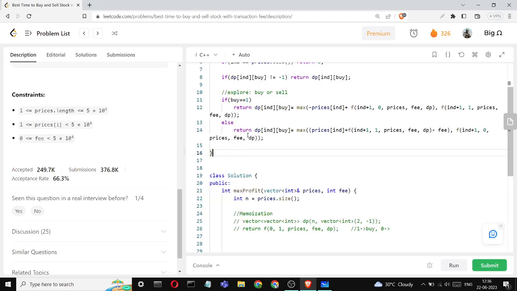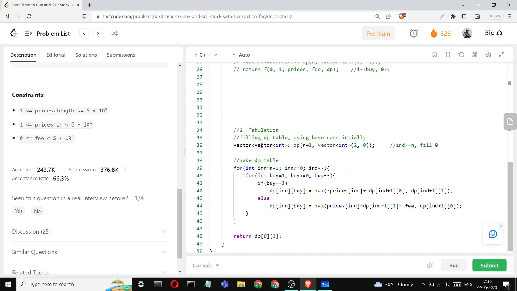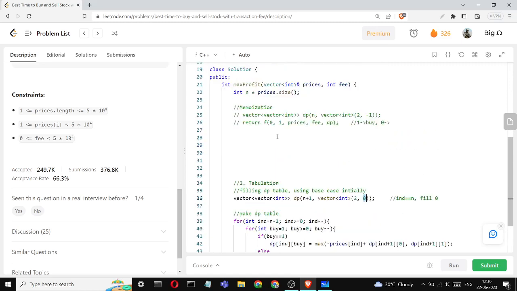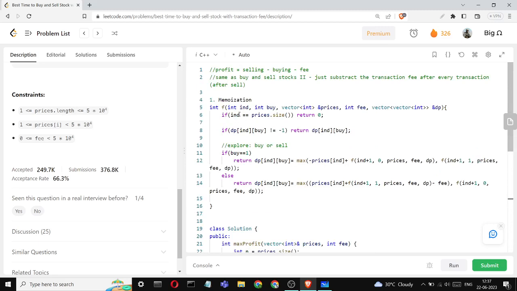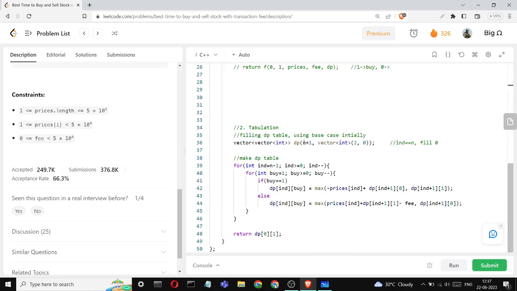So let's see how the tabulation solution would look. First of all, make this dp table, and I'm initializing the values with 0. Why 0? Because in the base case we have seen, when the index is the last one, at that time you cannot book any profit, so that is 0. And I'm making this dp of size n plus 1 by n plus 1, because I need to fill the value for the base case, that is n. So for considering n, I have to make it n plus 1.